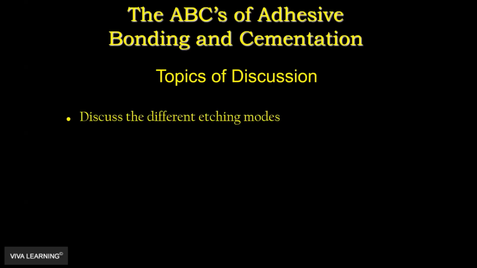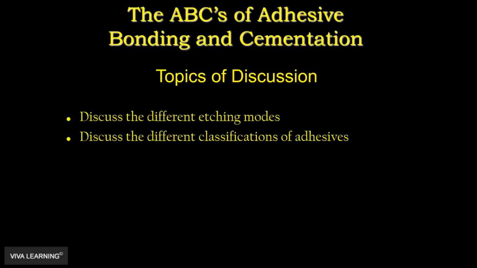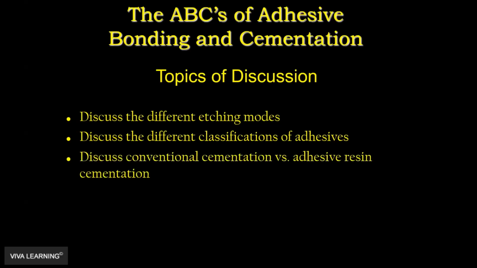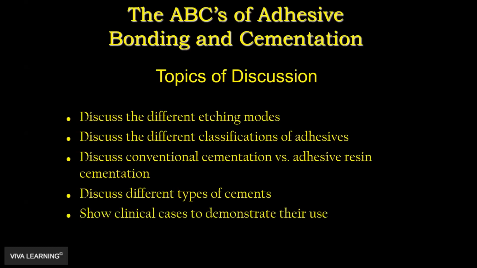The title of our webinar is The ABCs of Adhesive Bonding and Cementation. The topics of discussion for tonight are: the different types of etching modes when adhesively bonding, and the different classifications of adhesives. We're going to talk about conventional cementation versus adhesive resin cementation. We'll discuss the different types of cements that are available today, and we'll also show some clinical cases to demonstrate the use of these cements as well as the adhesive modes.